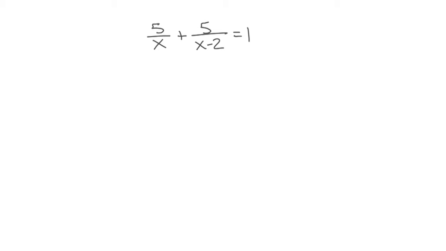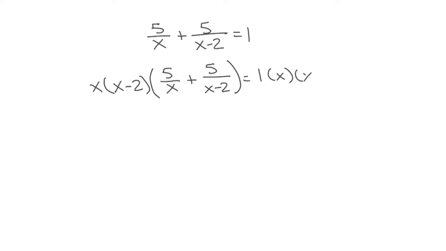We're ready to solve our equation. To solve, we'll multiply both sides by the least common denominator, x times x minus 2. So we have x times x minus 2 times 5 over x plus 5 over x minus 2 is equal to 1 times x minus 2. On the left side, we use the distributive property, and we are left with 5 times x minus 2 plus 5x. And on the right side, we have x times x minus 2.